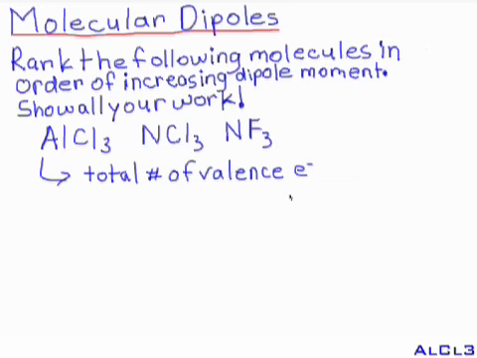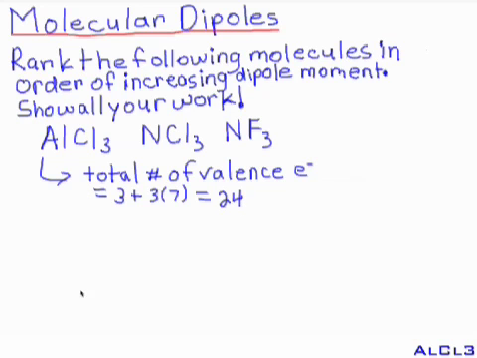And the total number of valence electrons for AlCl3, we can get this from the periodic table. Aluminum has 3 valence electrons, and chlorine has 7, so there's 3 times 7. And we have 21 for the chlorines, 24. So total number of valence electrons is 24.